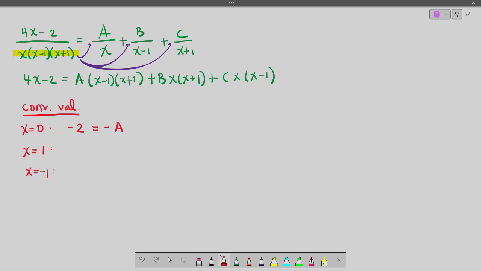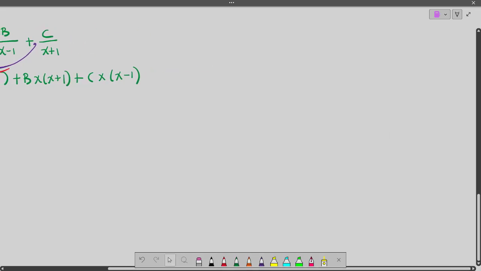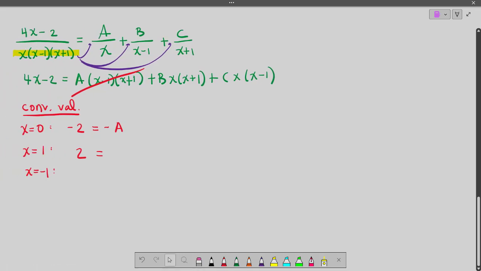Now we plug in the 1 all the way across. Plugging in a 1 on the left, we get 4 minus 2, which is positive 2. Plugging in 1 on the right, this is going to be gone, and this one's going to be gone, because if you plug in x equals 1, those two terms vanish. They become 0. So plugging in 1 right here gives us 2b.